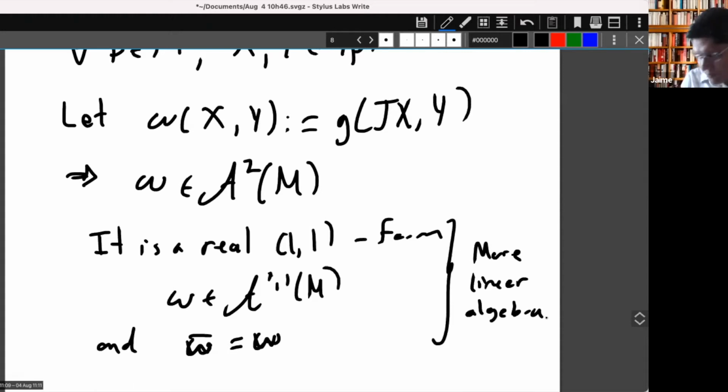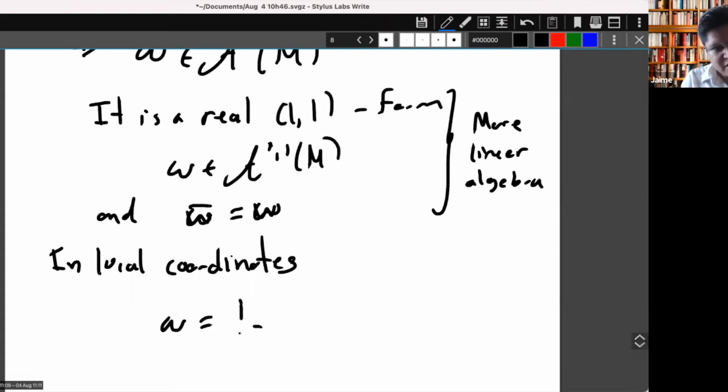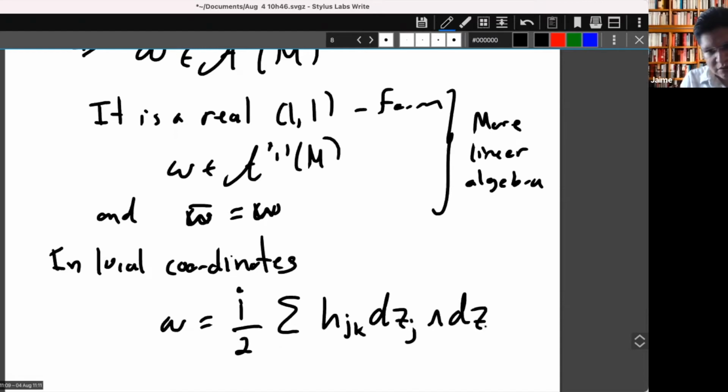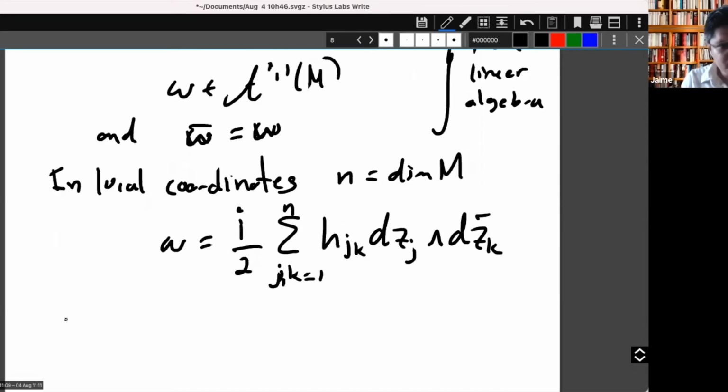To know this, you have to use the properties of the Hermitian metric, and this is more linear algebra, right? So what is important for us is that in local coordinates, this form given by the Hermitian metric can be written as something like this. You have some coefficients here, and it is a 1-1 form, so you have something like this, and j and k vary from 1 to n. n is the dimension of the complex manifold. Since it is a real form, you can write the coefficients and know that h_{jk} is the same as h_{kj} conjugate.